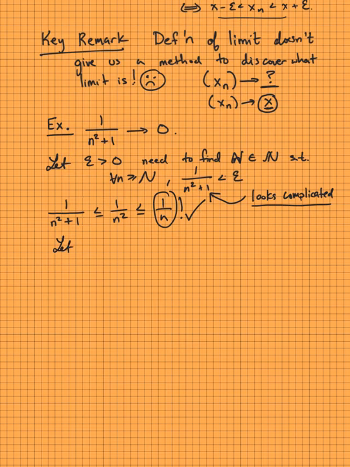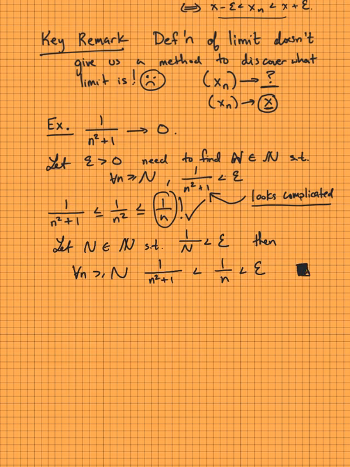So therefore, if we let capital N in the naturals be such that 1 over N is less than epsilon, by the Archimedean property, as we did before, then the same N works, right? So for any n bigger than N, 1 over n squared plus 1 is less than 1 over n, which is less than epsilon, okay? Which is just what we want.